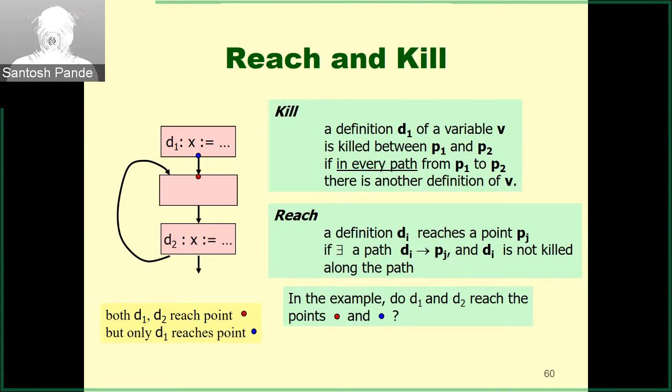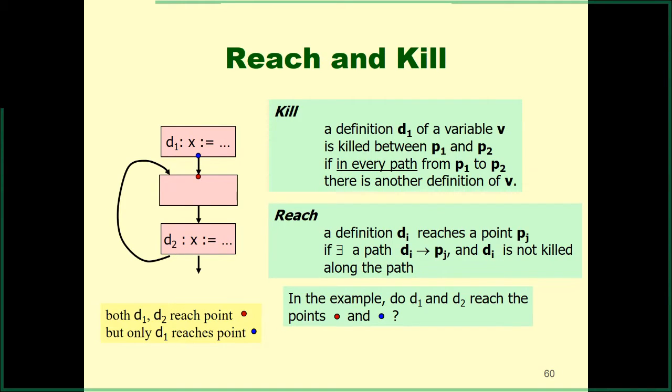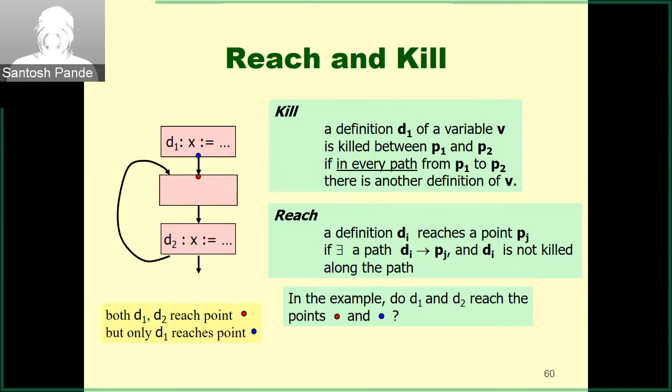Okay. So to summarize, the reachability of a definition has to do with two things. One is there has to be a path. That's a necessary condition. But it's not sufficient. For sufficiency, it should not get killed along at least one path along which it flows. And that determines whether a definition can reach a particular execution point.